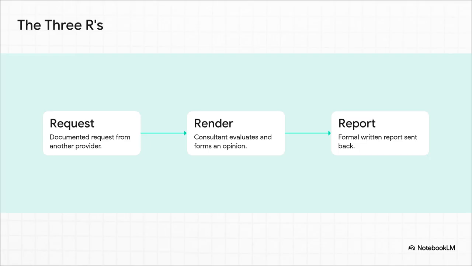Step 2 is render. The consultant actually sees the patient, evaluates them, and forms an expert opinion or treatment plan. That's the cognitive work, the heavy lifting of the visit. And step 3 is the report. Now, listen up because this is where so many claims fail. The consultant absolutely must prepare a formal written report and send it back to the requesting provider. If you have the request and you render the service, but you just kind of keep the notes in your own system and never actually communicate that formal report back to the primary doctor, you simply cannot bill a consultation code. All 3 R's must be clearly visible in the patient's chart.